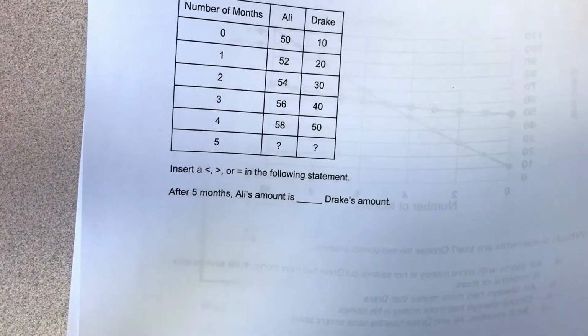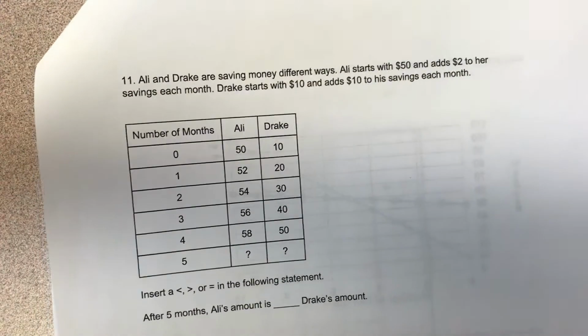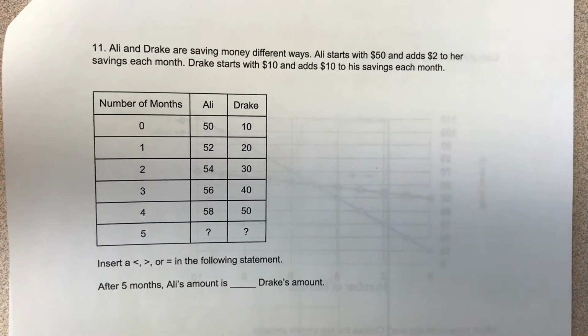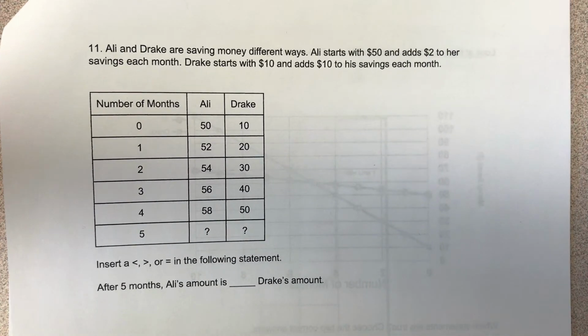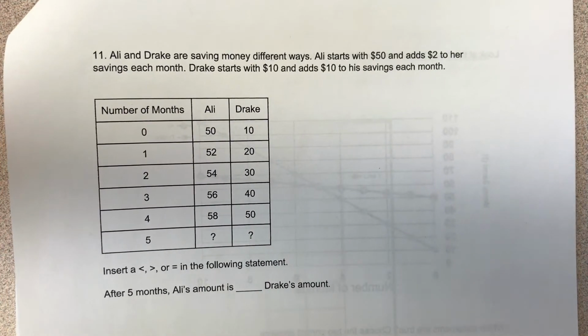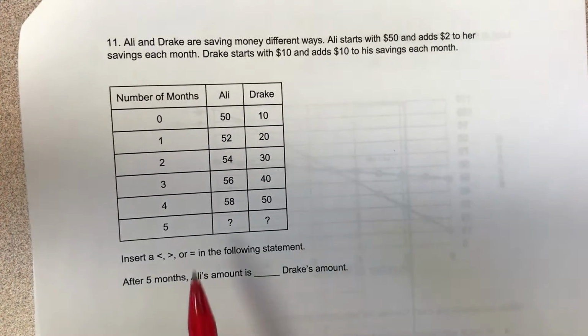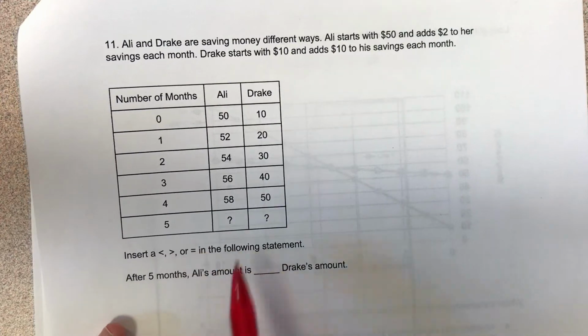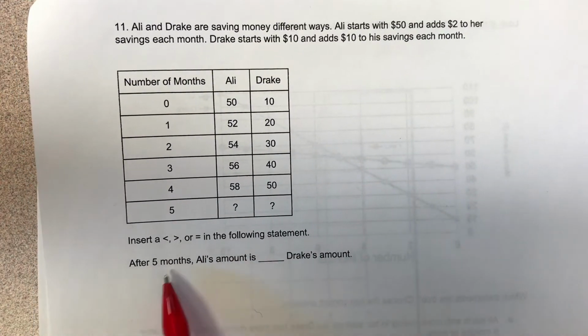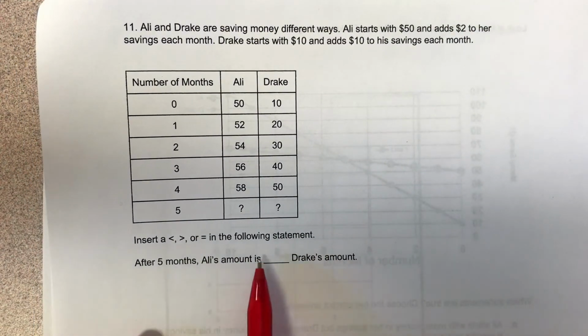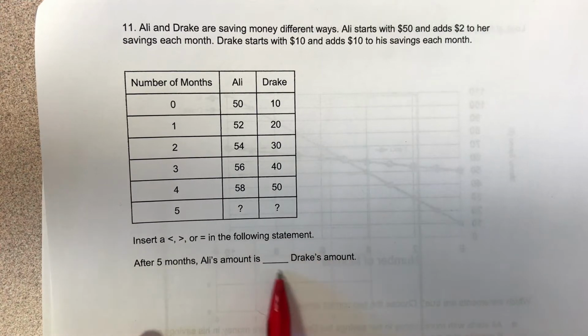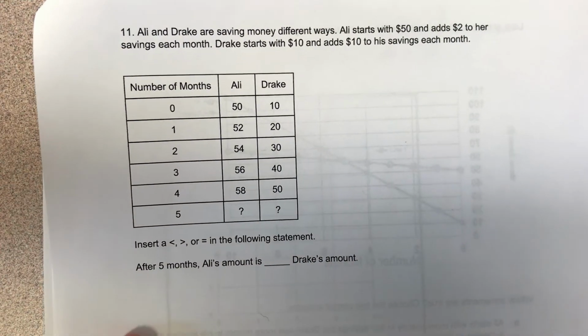And second to last question. 11. Allie and Drake are saving money different ways. Allie starts with $50 and adds $2 to her savings each month. Drake starts with $10 and adds $10 to his savings each month. Insert a less than, greater than, or equal sign in the following statement. After 5 months, Allie's amount is blank Drake's amount. So you're putting in greater than, less than, or equal to here.